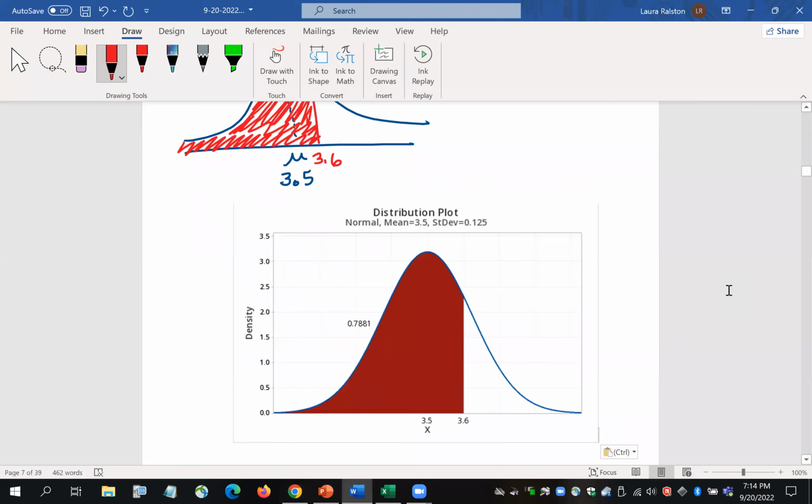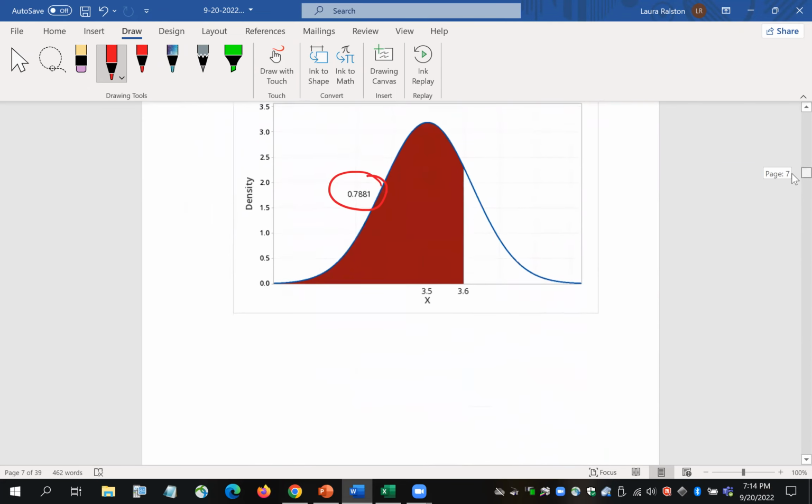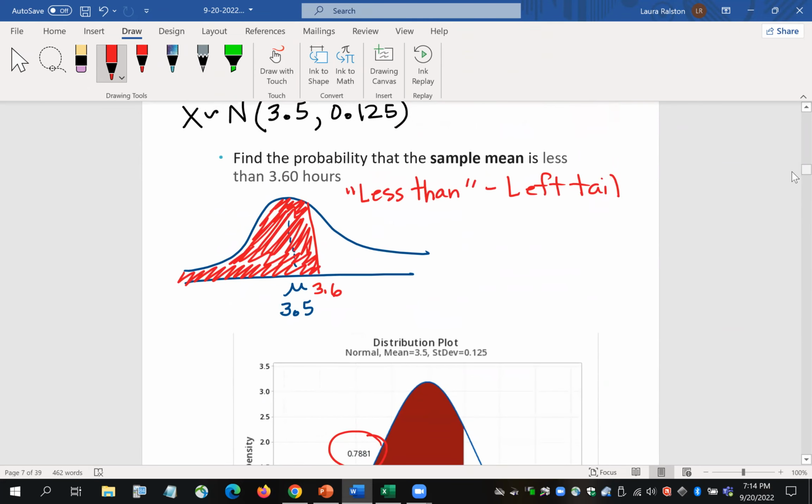And again, we're looking for this region or this value that's kind of hanging out in space. So it's 0.7881. So there's almost a 79% chance that a student who takes the SAT will take, excuse me, less than 3.6 hours. About a 79% chance that a student who takes the SAT will take less than 3.6 hours.